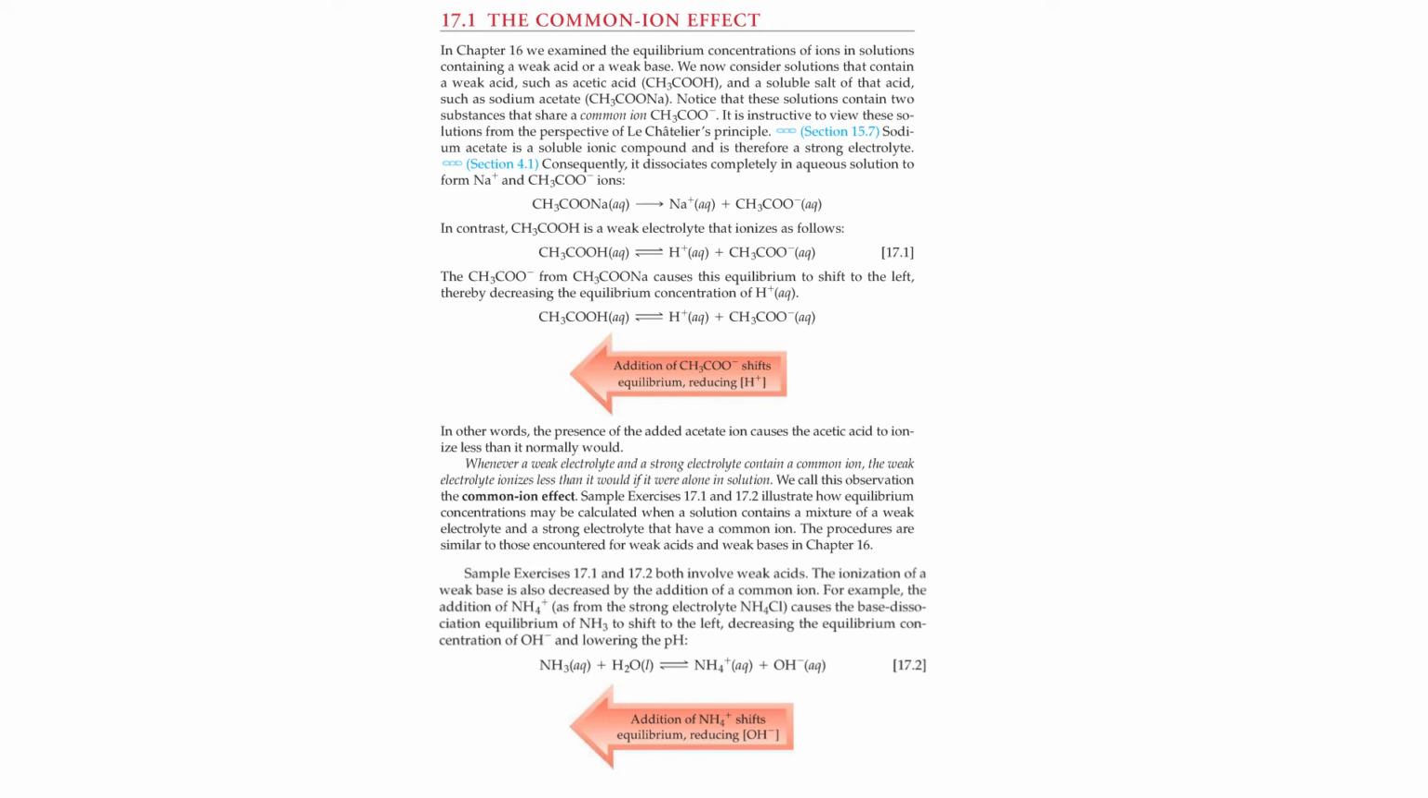The ionization of a weak base is also decreased by the addition of a common ion. For example, the addition of ammonium, as from the strong electrolyte ammonium chloride, causes the base dissociation equilibrium of ammonia to shift to the left, decreasing the equilibrium concentration of hydroxide and lowering the pH.